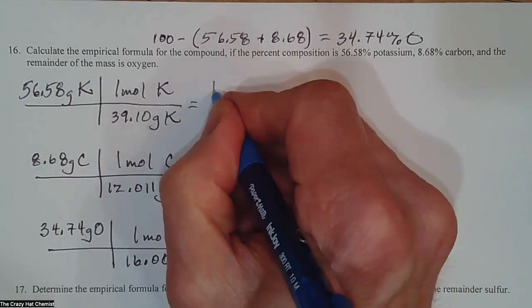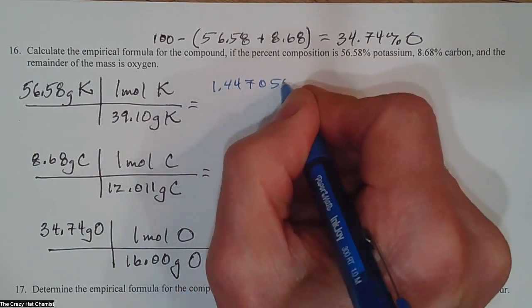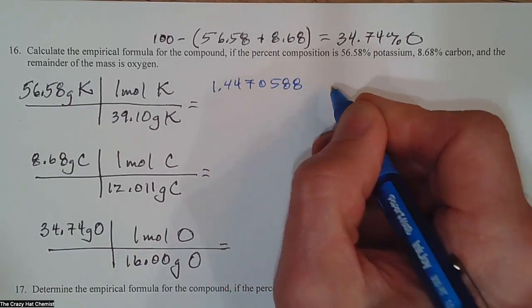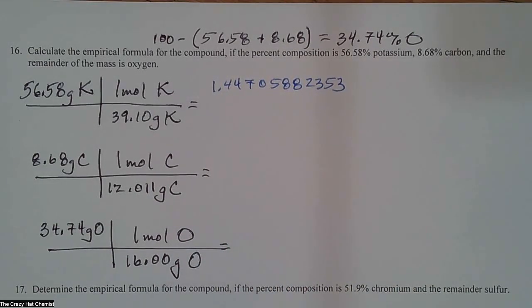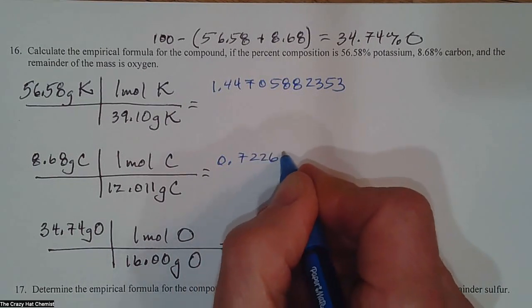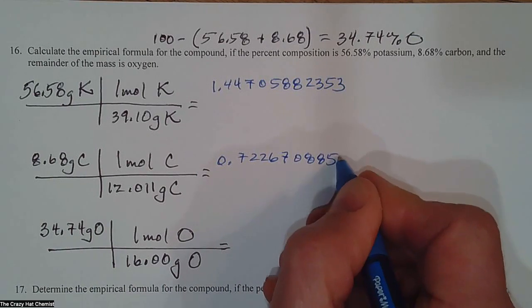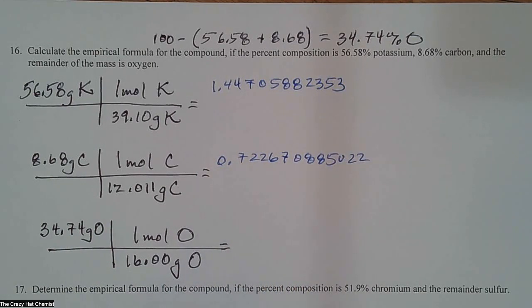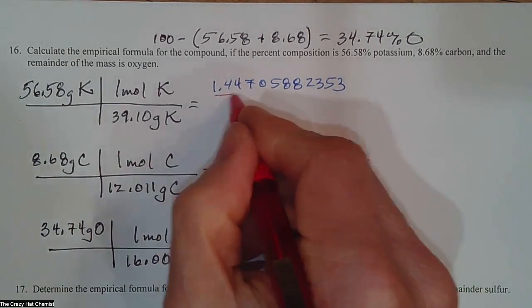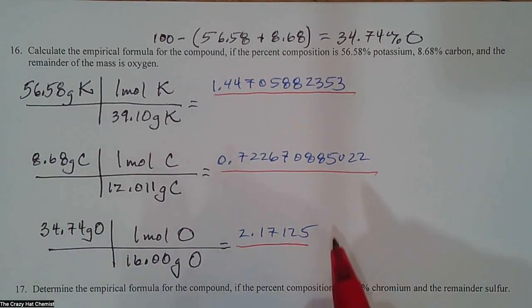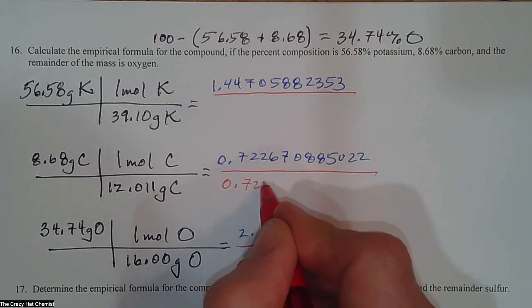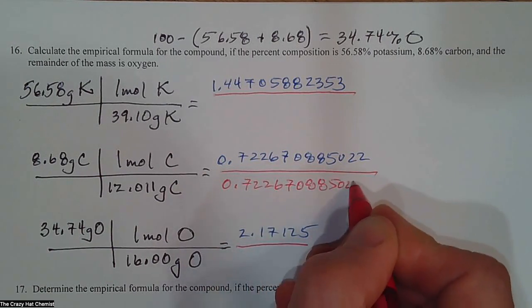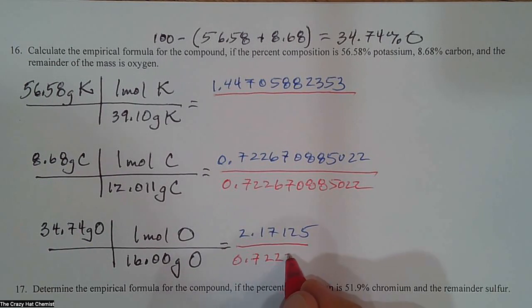Okay, so for the potassium, it's 1.4470582353. For the carbon, it is 0.72267085022. And the oxygen is 2.17125. So now I have mole values of each of my elements. So the empirical formula is the simplest whole number mole ratio. So I'm going to divide each of these by the smallest number. I'm going to divide them all by this same small number, which is that for the carbon. I'm going to divide them all by the smallest number. That is the key to this.